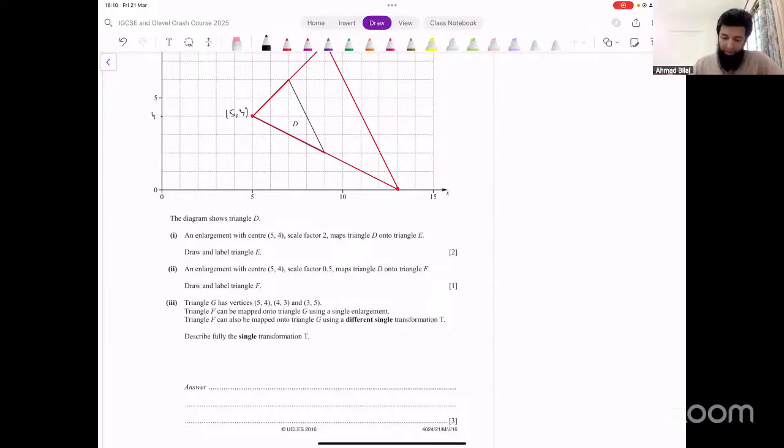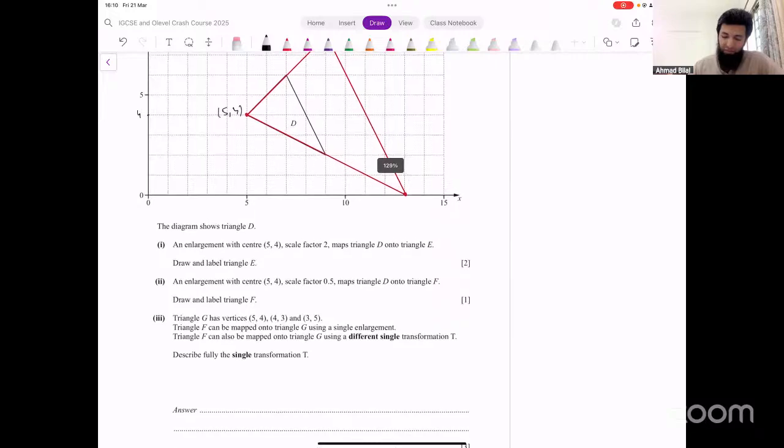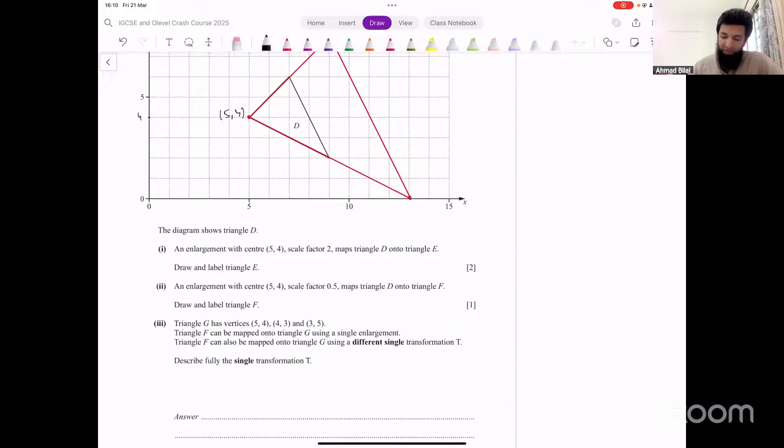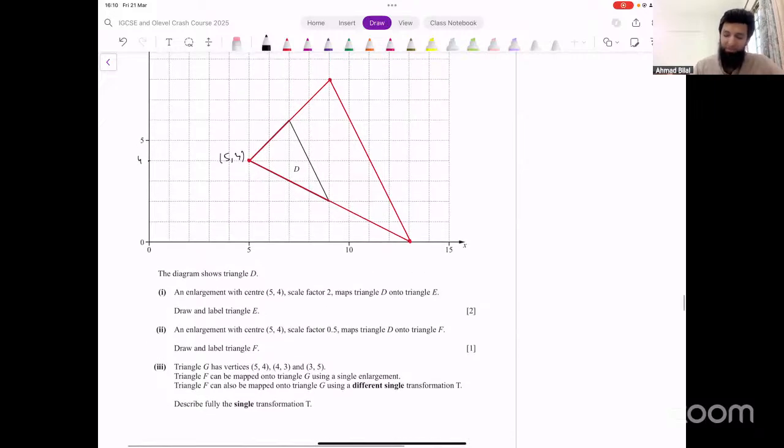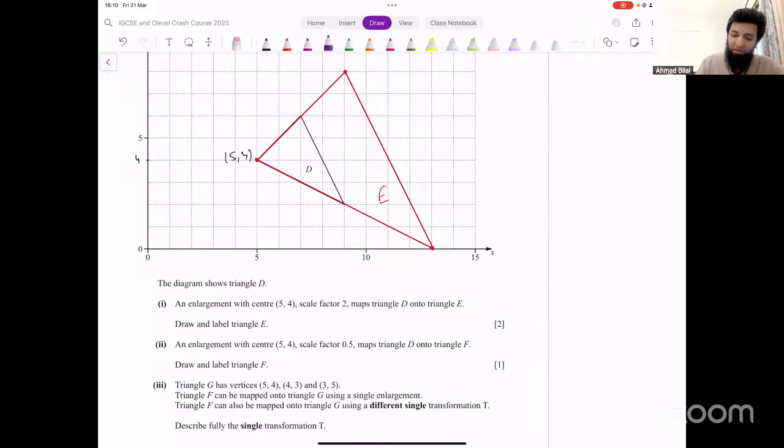Okay. Now it says enlargement with center 5, 4, scale factor 0.5, maps D onto F. Draw and label the triangle F now. Now D is mapped onto F. The scale factor is now 0.5. What is that going to be? Now we also have to label that, by the way. Let's say that this is E, the bigger triangle. Then the smaller scale factor is 0.5. Whatever was the distance from the center earlier, now it becomes half of that.